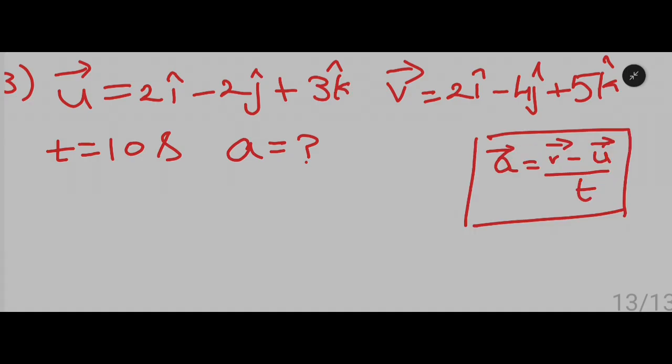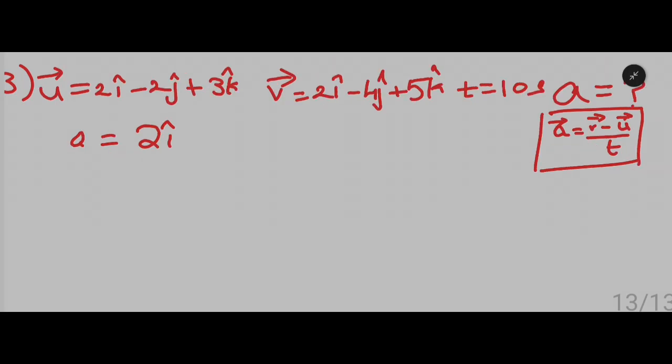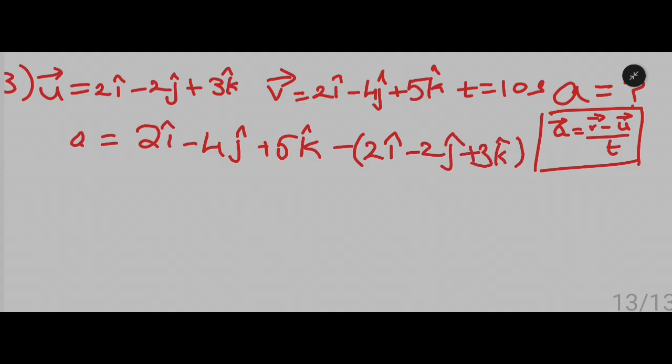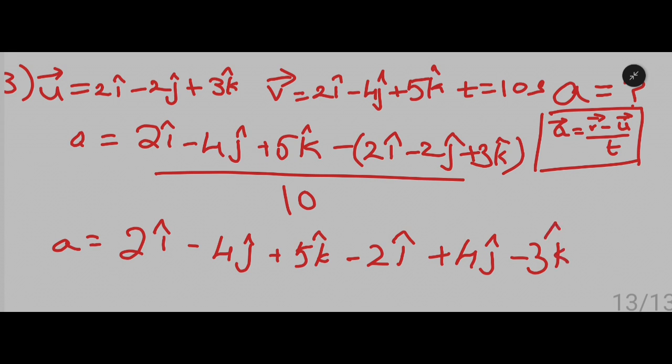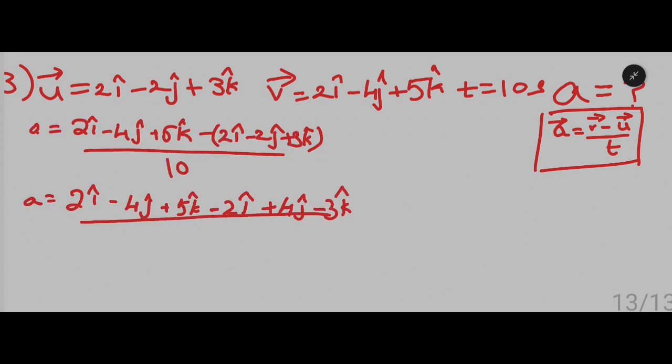Okay, now let us solve this by putting the vectors in first. a is equal to v bar minus u bar, which is nothing but (2 i cap minus 4 j cap plus 5 k cap) minus (2 i cap minus 2 j cap plus 3 k cap), divided by 10. That is the time. Now you have to subtract, so I'll write one more step. 2 i cap minus 4 j cap plus 5 k cap minus 2 i cap, minus into minus is plus 2 j cap, minus 3 k cap, divided by 10.